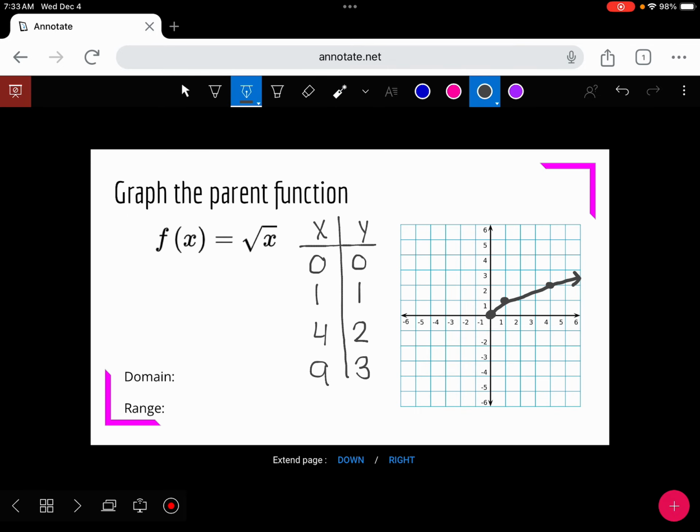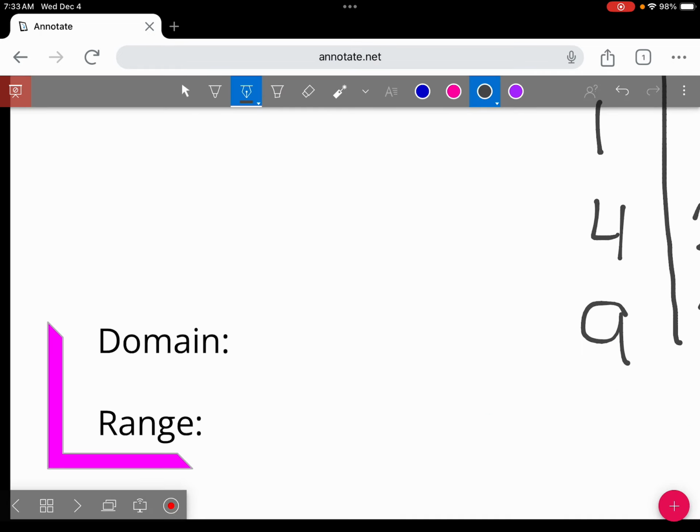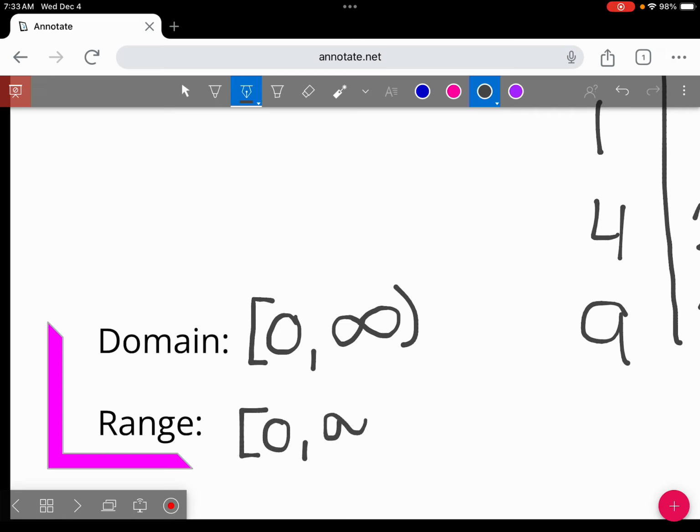What is the domain for this picture? Yes. So my domain is my x values, and they can be as small as 0, and they can equal 0, and they can go as big as I can possibly imagine. So this goes from 0 to infinity. How about my range? 0. Same thing. Yep. 0 to infinity.